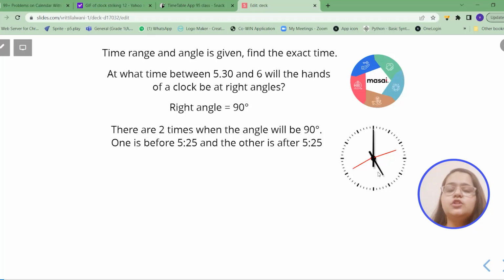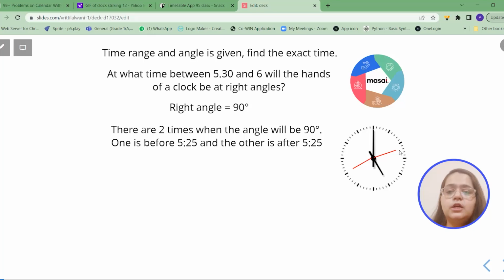Whenever such questions come, mostly there would be two times when the hour and minute hand would be making that specific angle. But here the time duration is only 30 minutes. When we talk between 2 and 3 or between 7 and 8, it would be the entire 1 hour. So in that 1 hour, the angle would occur twice. But in the bracket of 30 minutes, it would be only once. You can see the first time is before 5:30, so we cannot consider that. We have to consider only the second time.